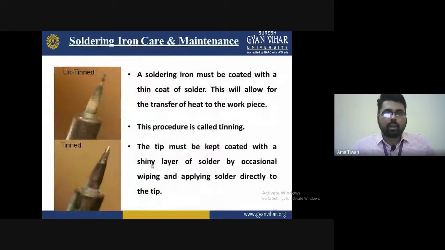Now soldering iron tip maintenance is most important. With the help of maintenance of the iron tip, we are doing the welding. Otherwise, it will not be possible. Because how, when, and who will melt the solder? Who will create a temperature at the tip surface of the iron?